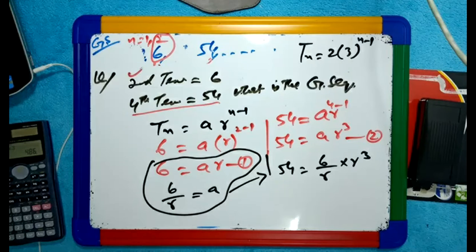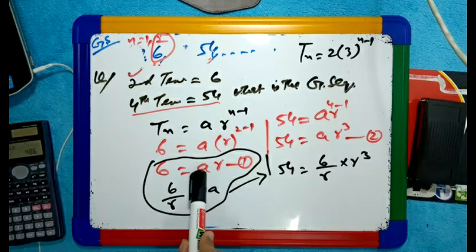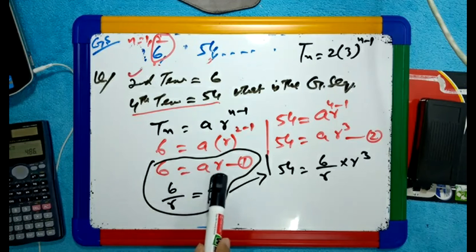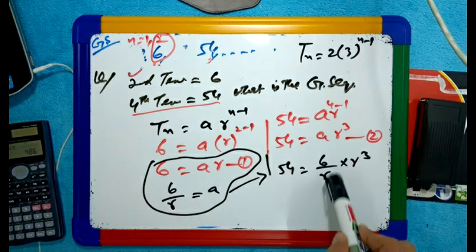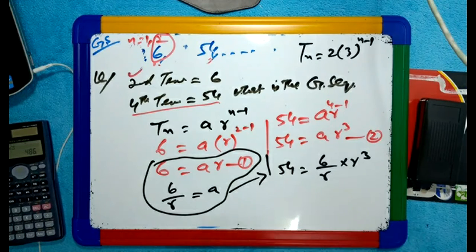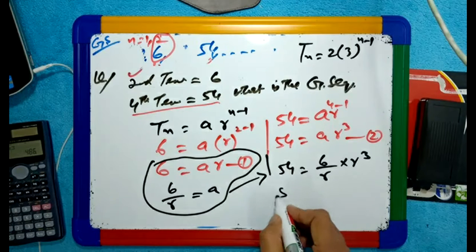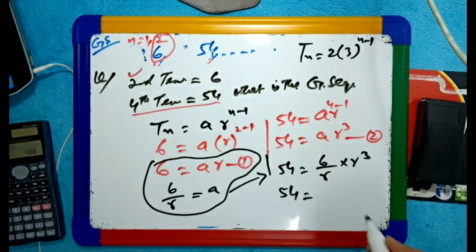Wait, but what happened to the minus 1? No, I calculate only R. I calculate A from here. I will move R to the denominator. Then instead of A, I will substitute 6 over R here. Got it? Yes, 6 into R square, because R cube divided by R is R square.